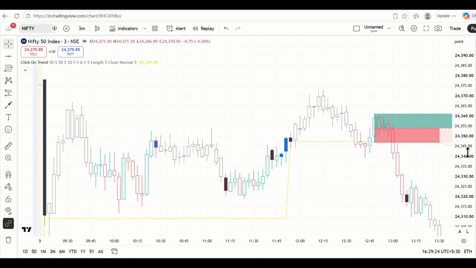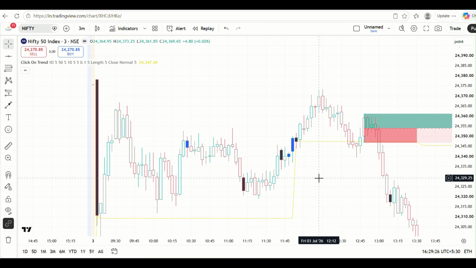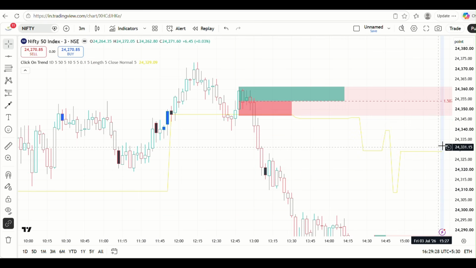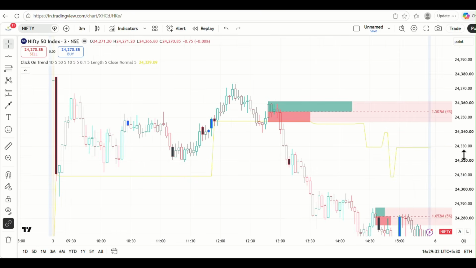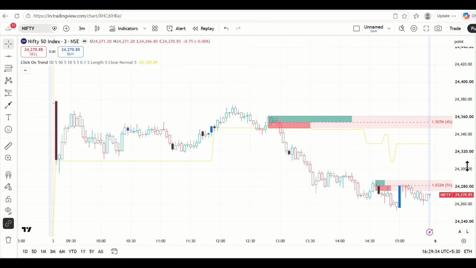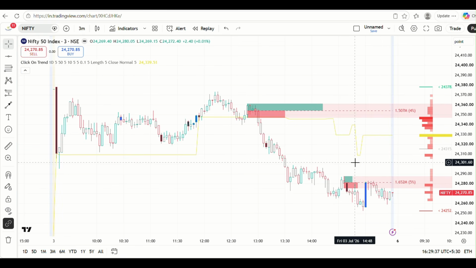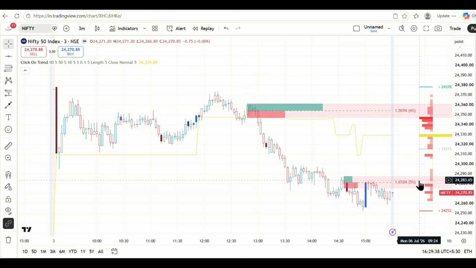So I am again giving my disclaimer. This is just for learning purpose. Okay, so trading is always associated with risk. Do your analysis properly before taking any decision, because it may spoil your capital. Okay, it's my responsibility to tell you.